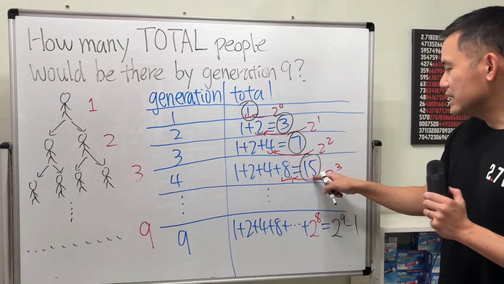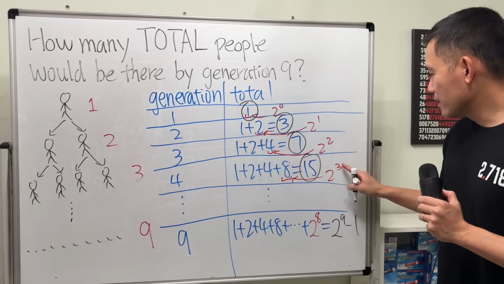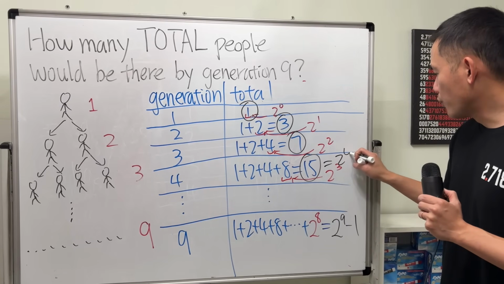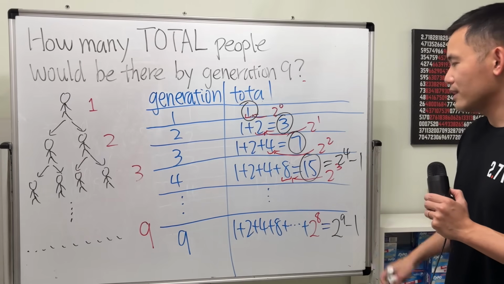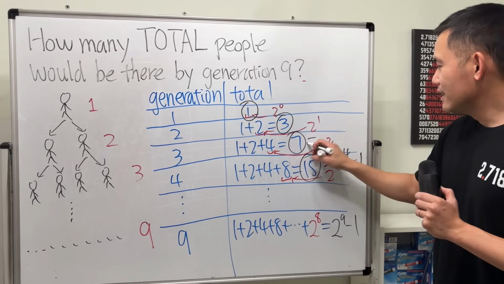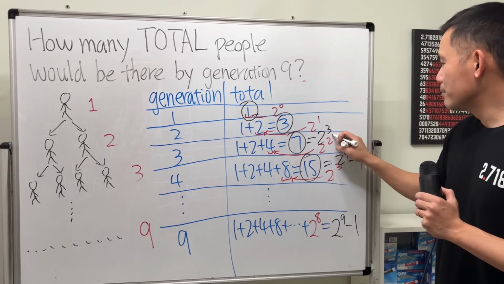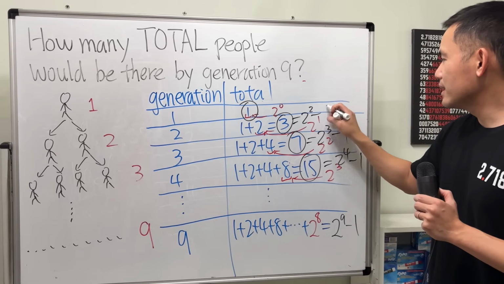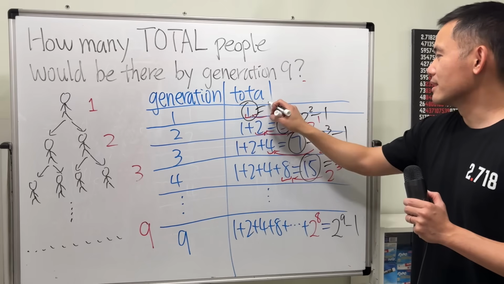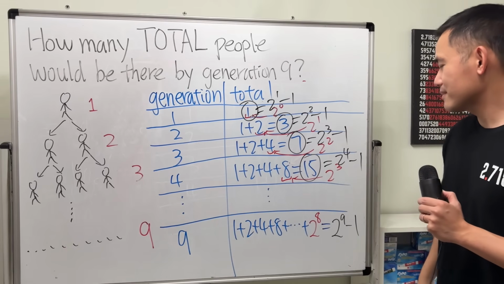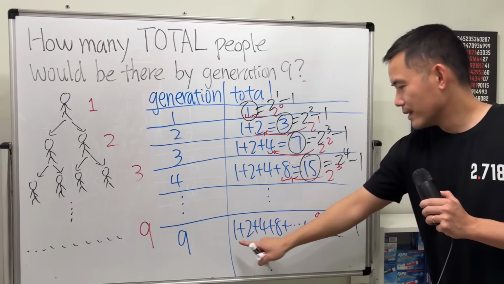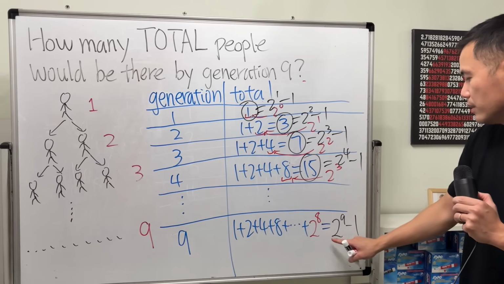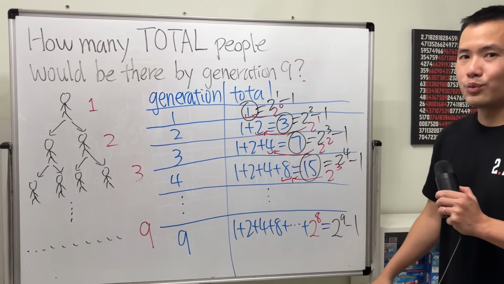Why? Because this 15 is what? This 15, you can look at this as 2 to the 4th power, which is 16, minus 1. The 7, it's the same as 2 to the third power minus 1. Likewise, the 3, it's the same as 2 to the second minus 1. And of course, this right here is the same as 2 to the first minus 1. So all this will give you 2 to the 9th power minus 1.